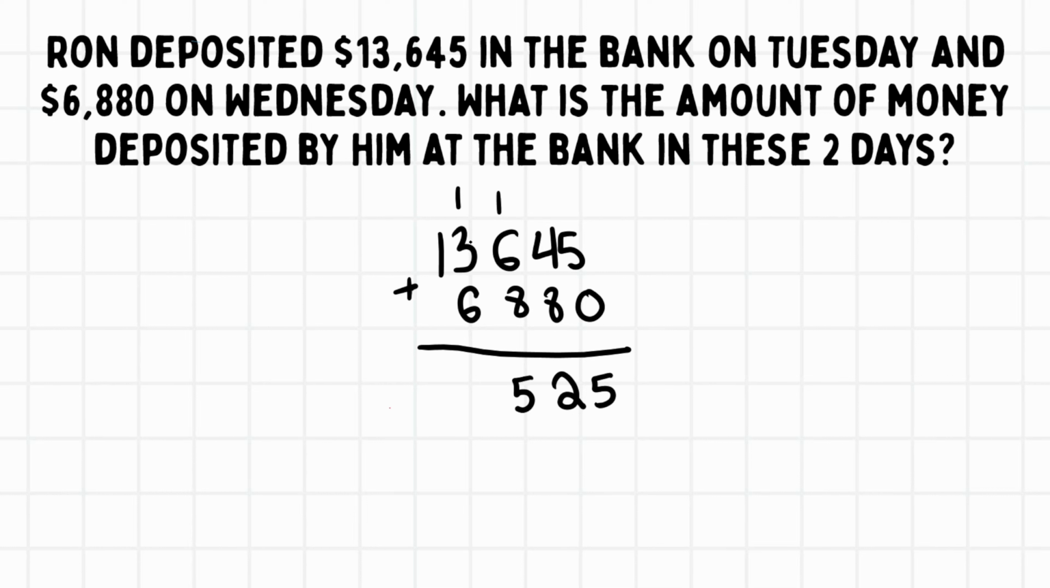1 plus 3 is 4, plus 6 is 10. I need to regroup the 10. And finally, I get 1 plus 1 is 2. I can put down my comma here. So the total amount deposited by Ron in 2 days is $20,525.